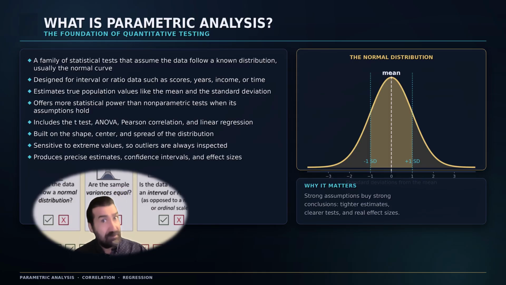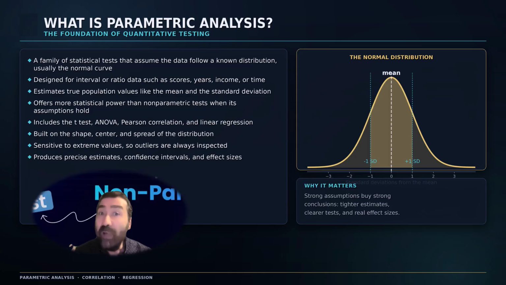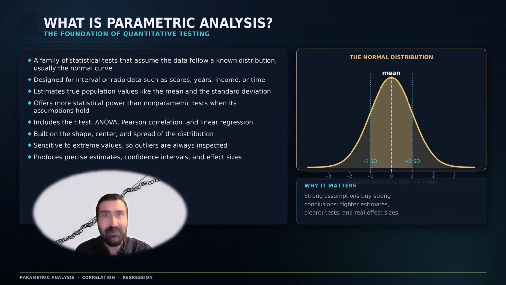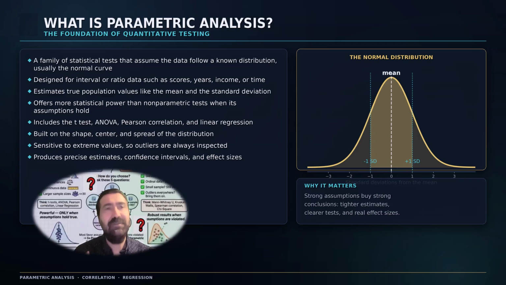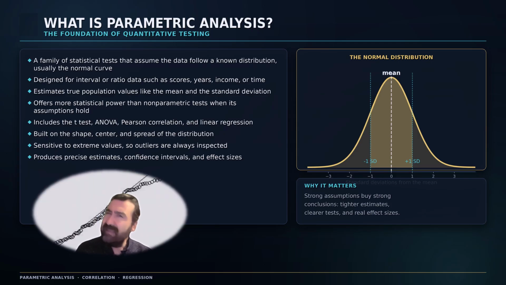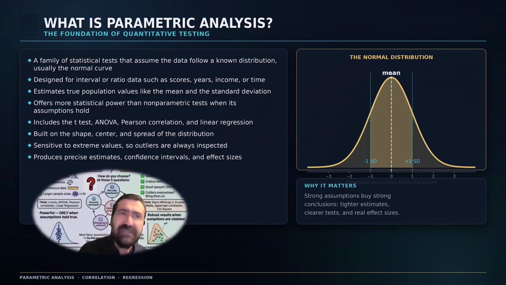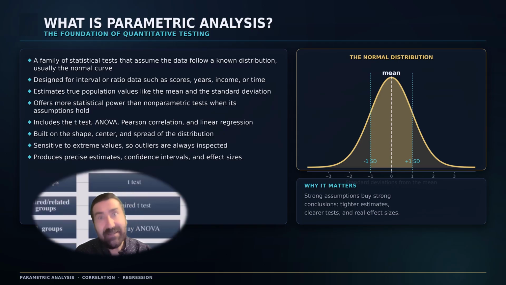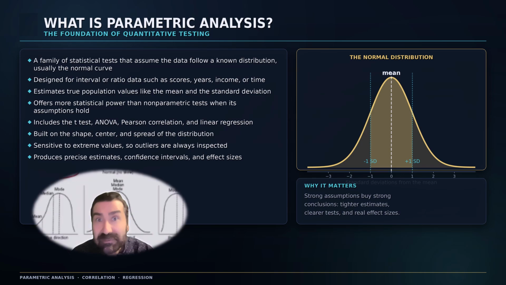Now, why does this matter? Because when your data plays by those rules, these tests are genuinely powerful. They work with numbers measured on a real scale, things like income, age, test scores, or years of schooling. They let you estimate true values in the whole population, like the average and the spread, and they give you precise results, confidence intervals, and effect sizes, the really useful stuff.